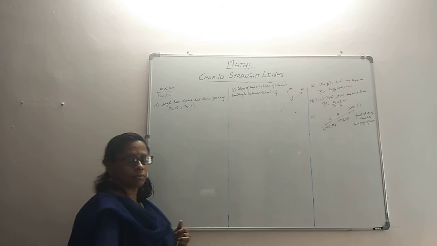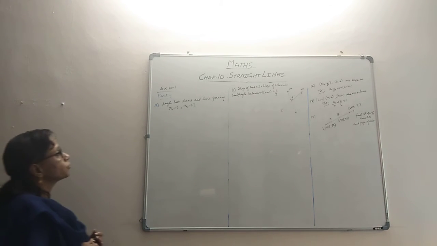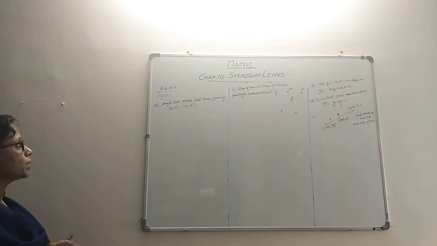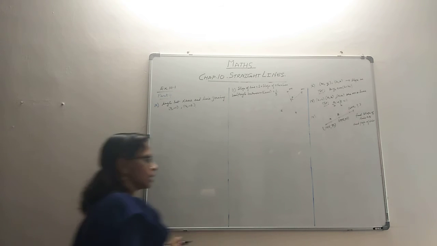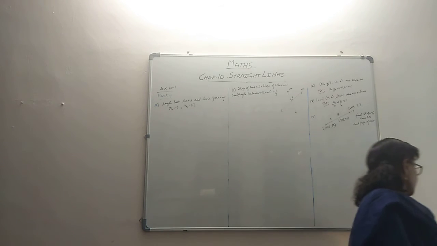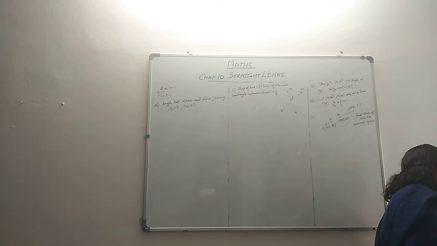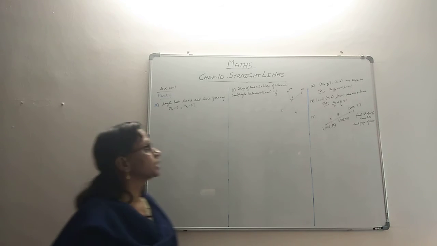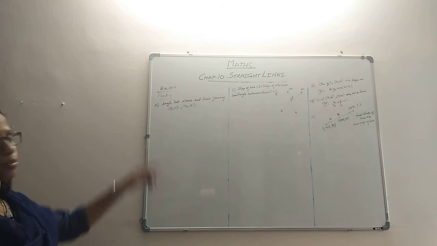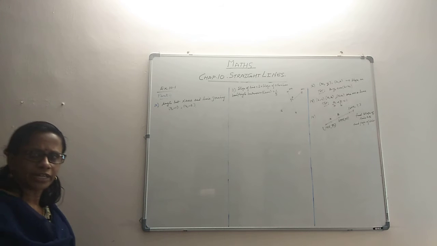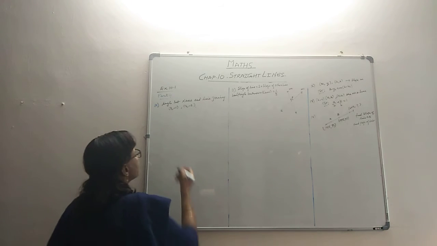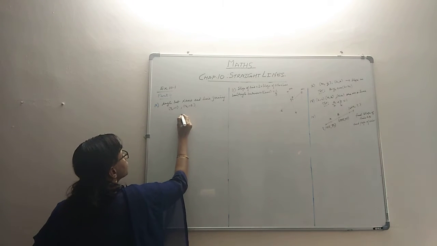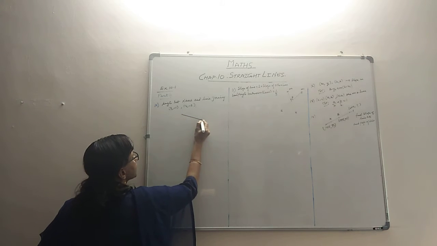Hello folks, we come to the part 4 video of exercise 10.1 and we are into the 10th problem. The problem says: find the angle between the x-axis and the line joining the points. You have to find the angle between the x-axis and the line joining these 2 points. So that's as good as finding the slope, right? You have to join these 2 points and then find the angle of this line.